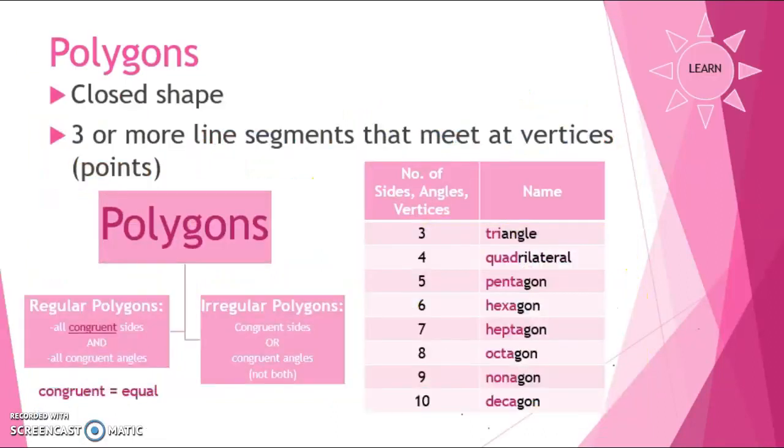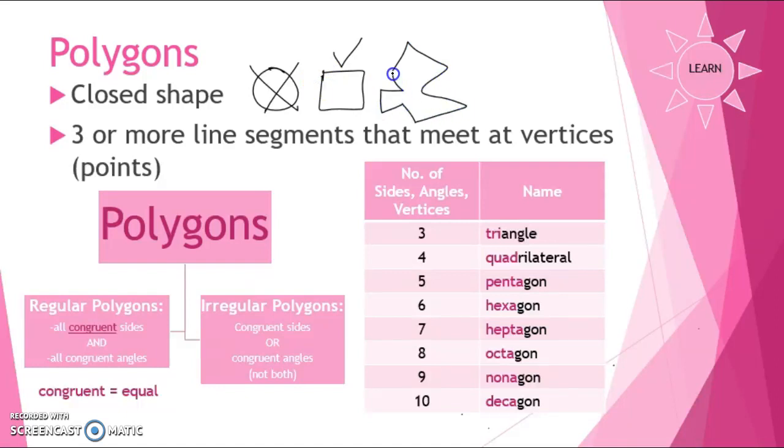So what is a polygon? A polygon is a closed shape. Here is a closed shape, but it is not a polygon. It is a closed shape. This is a shape that is a polygon. Let me close it there. So a polygon is any closed shape that is created by line segments.